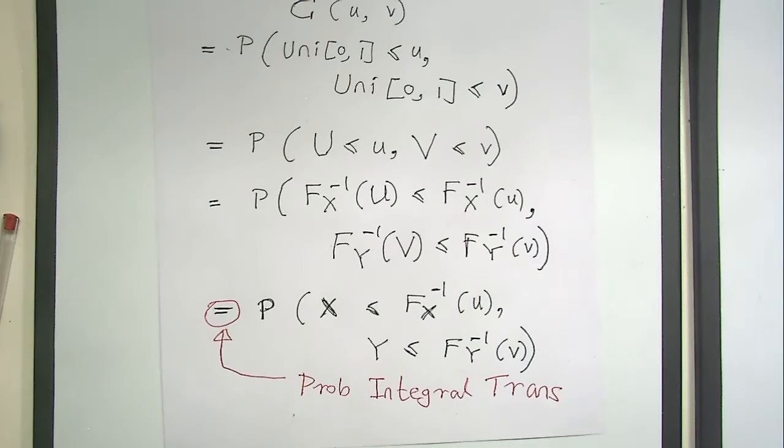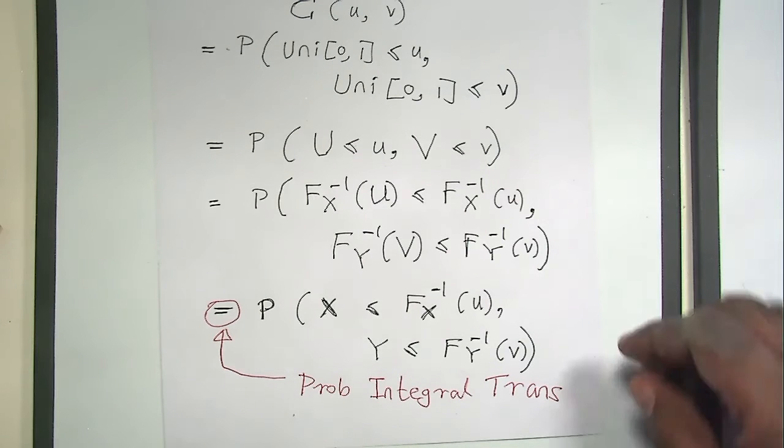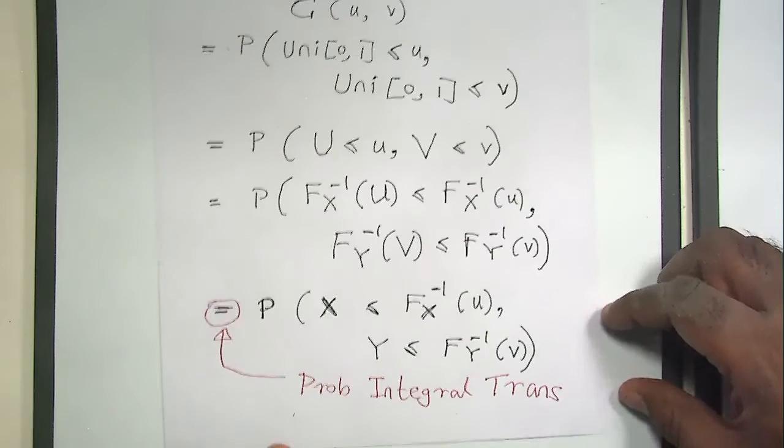Yes? Hello, sir. You okay? Yeah. You've seen it? No. What about you guys here? You've seen this result, that if you take the F_X inverse of a uniform variable, what you get is the random variable X? No. It's known as the probability integral transformation, right? Come on guys, just smile a bit.